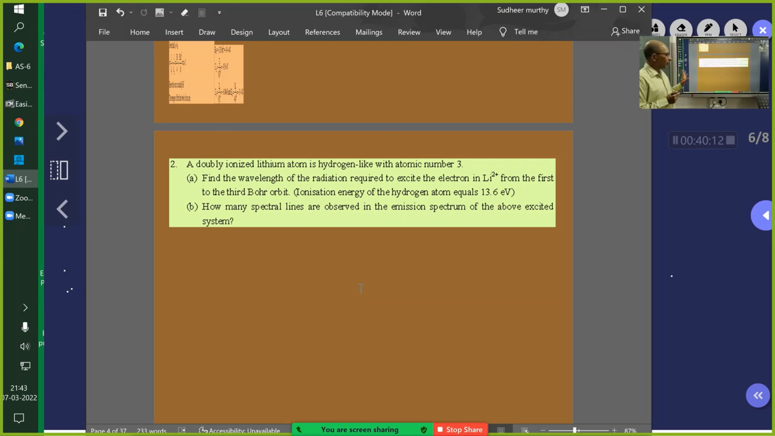Correct? So that will give you 1 upon lambda. So the wavelength necessary to excite it, you will get from this formula.